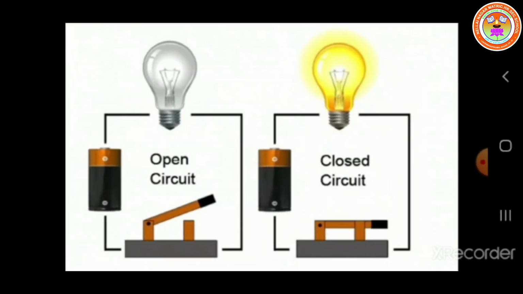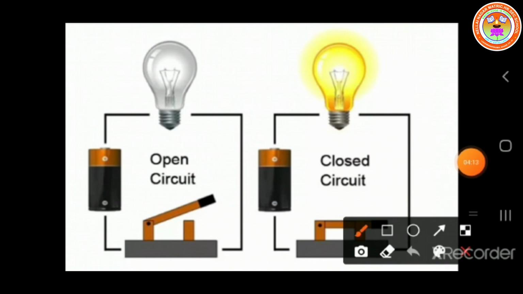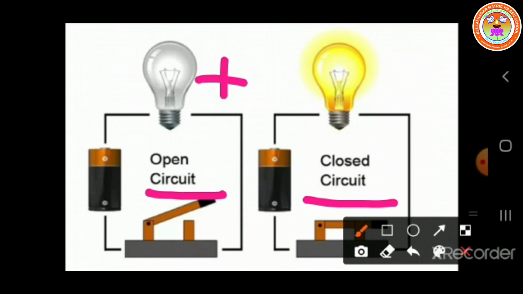Here again, for better understanding, look at the circuit diagram carefully, students. Look at the switch here. Now the switch is open. Here the switch is closed. What happens when the circuit is open? When the switch is open, when the switch is off, the bulb does not glow. When the switch is on, the bulb glows. Have you understood about closed and open circuits, students?